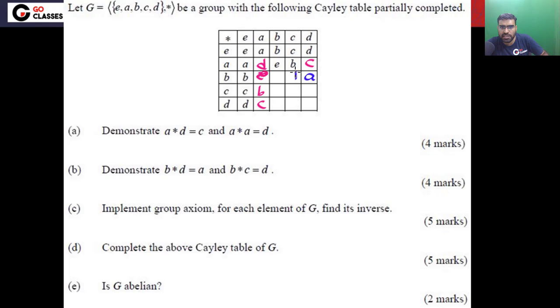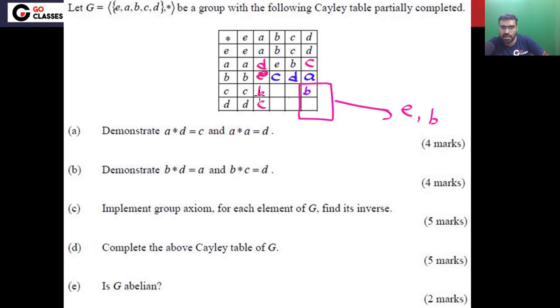I need to put D here and I need to put C here. Okay, so this also we got. Now you can easily tell me what entry this will be. Look at these two entries. You can notice D, C, A cannot come, so either E will come or B will come.